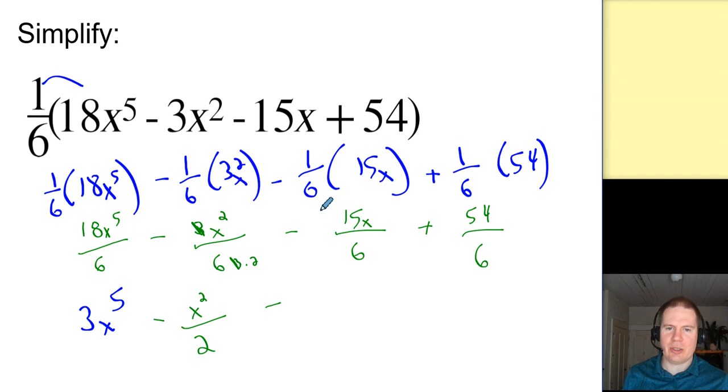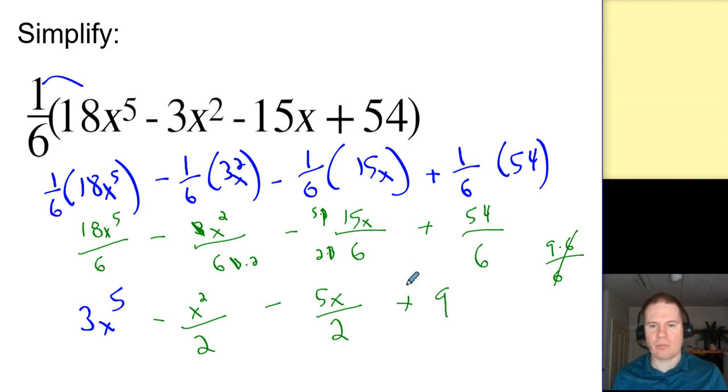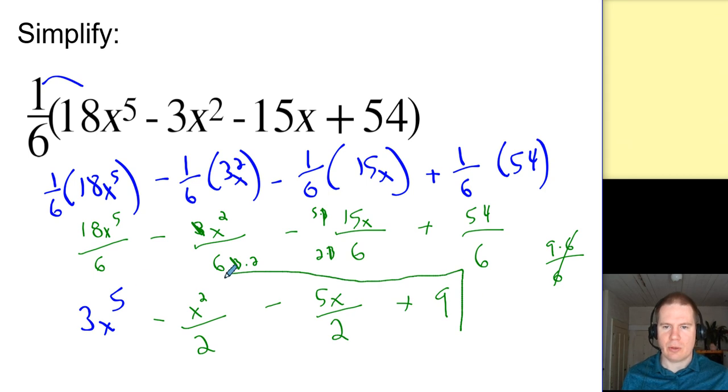Here 15, that's 5 times 3. 6, that's 2 times 3. So the 3's cancel. I'm left with a 5 up top and a 2 on the bottom. Right? And then 54, we just looked at that, right? 54 is 9 times 6. So I can cancel the 6's completely, plus 9. So that is one way to answer this question, with some big fractions there.